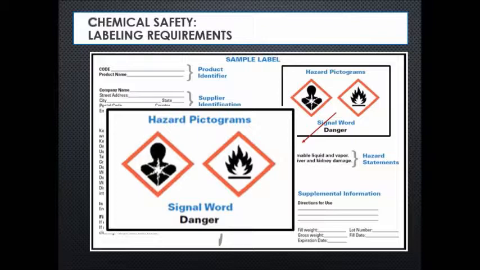Hazards are indicated by pictograms and a signal word. The signal word can be either hazard or danger. Hazard indicates that the risk is less severe, and danger indicates that it is more severe.